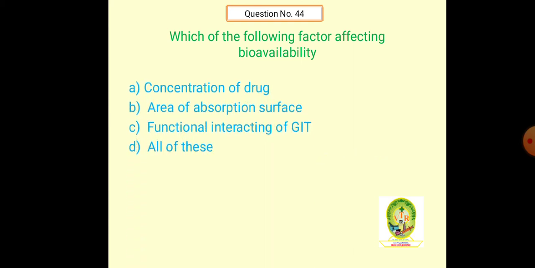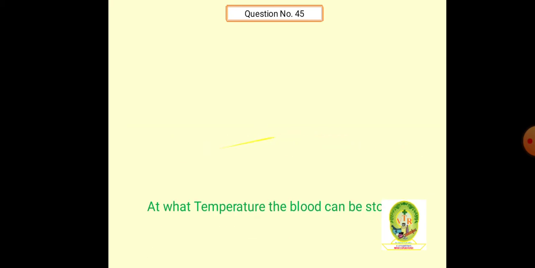Which of the following factors affect bioavailability? Options are A. Concentration of drug, B. Area of absorption surface, C. Functional integrity of GIT, D. All of these. Right answer is D.